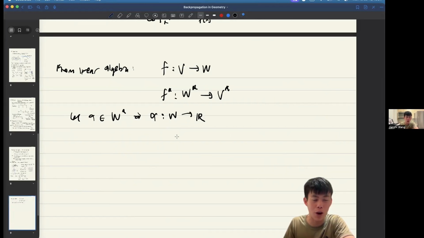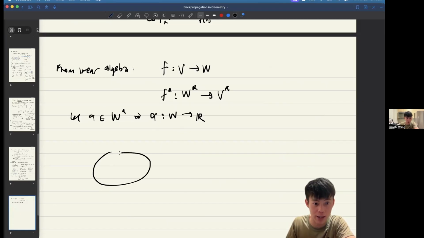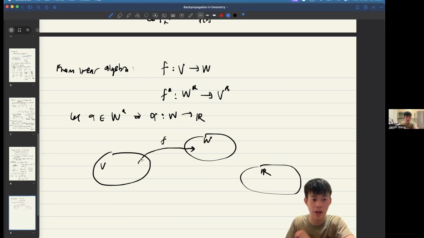There is only one natural way to compose it, right? So just to make it more clear, let us consider a vector space V, a vector space W, and the real space R. We have a function that goes from V to W, which is precisely the function f. We have alpha, which is the scorer in the output space. It scores a candidate in the output space.